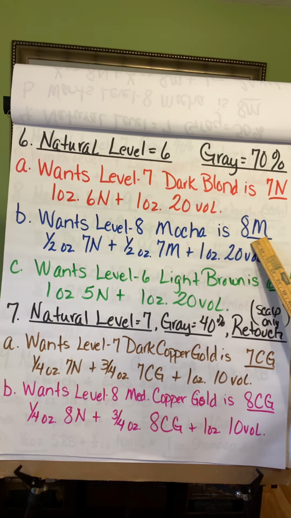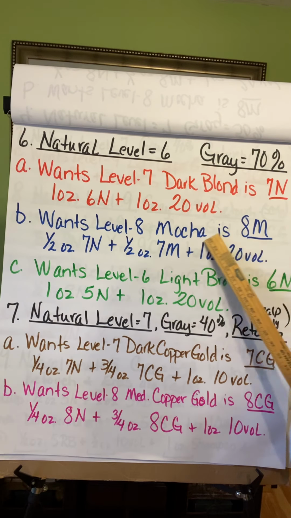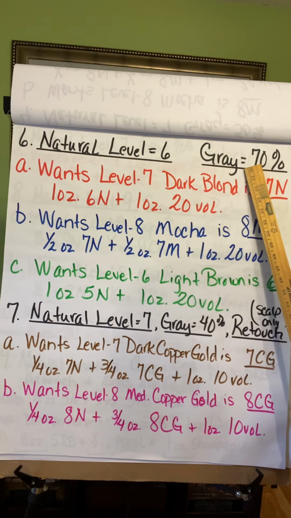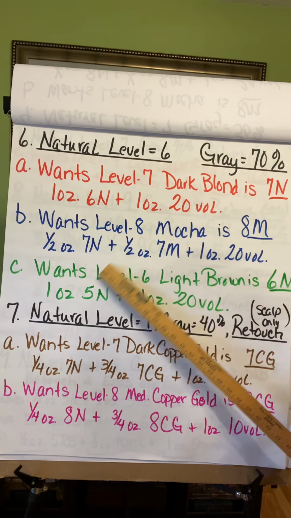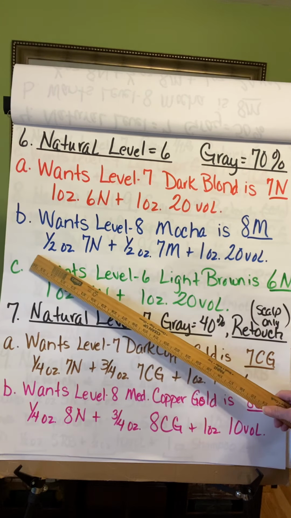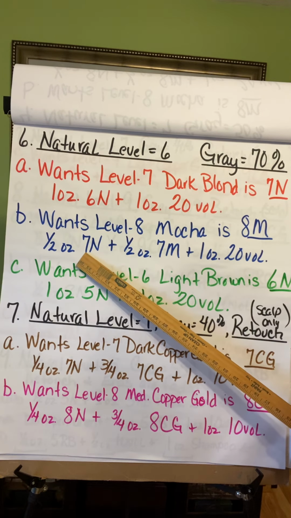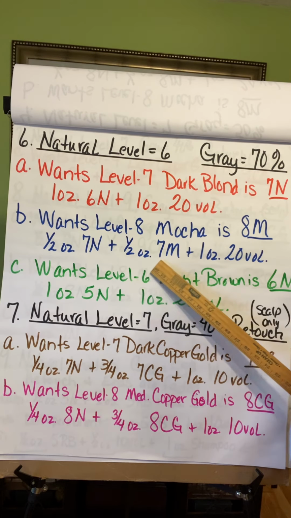So mocha has a little bit of red in it, in the color. It's a warm reddish brown. Okay, so it's got a lot of red in it. She wants to be a level 8. It's 70% gray, so the rule is I have to formulate 1 whole level darker. So the formula is going to be a 1/2 ounce of 7 natural. I'm using 7 because it's 70% gray and I'm formulating 1 whole level darker. Plus a 1/2 ounce of 7 mocha.